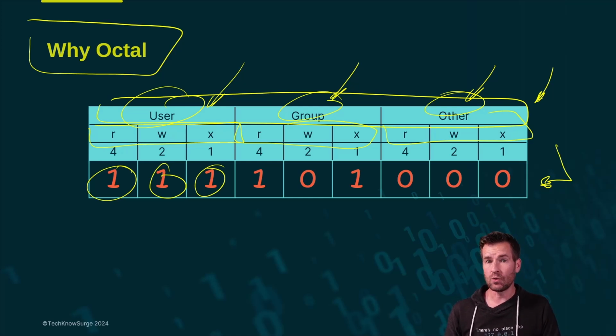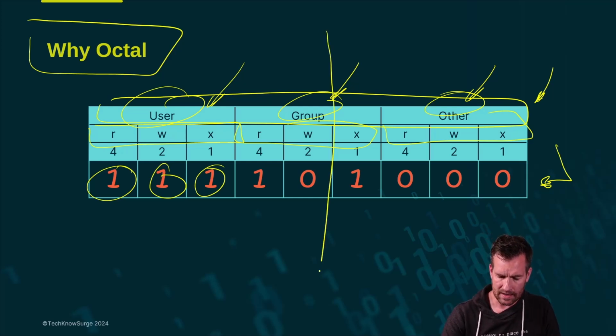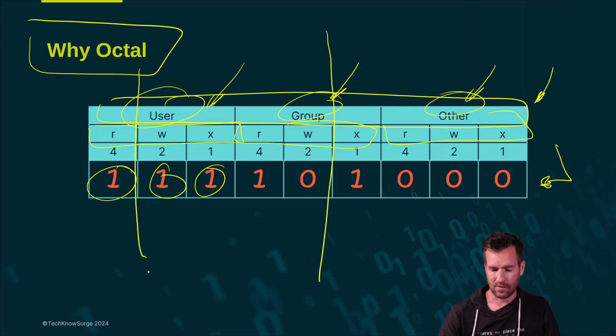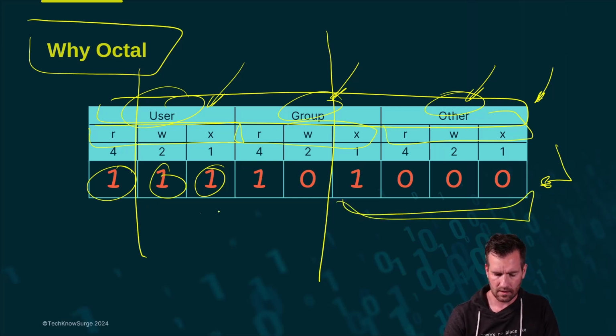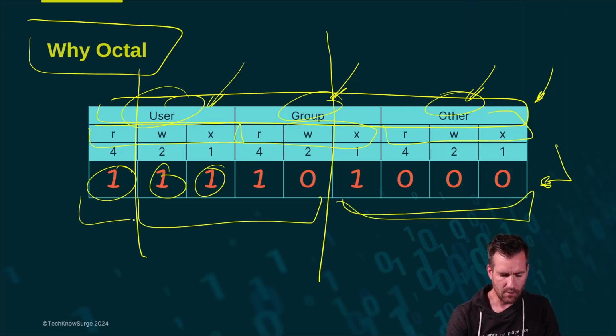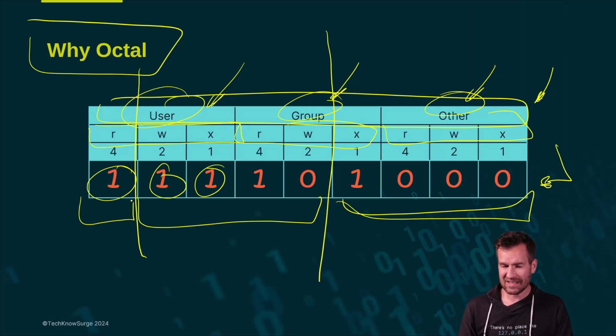If we wanted to represent this in something other than binary, we could use hexadecimal, but then we're splitting this like this. We've got a nibble here, a nibble here, and then this last little bit, and it just doesn't fit very nicely. So that's an example where we use the octal system.